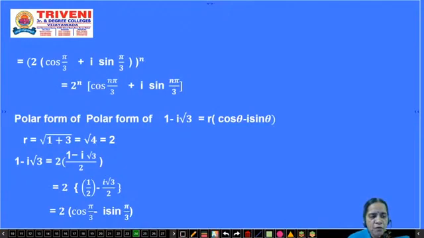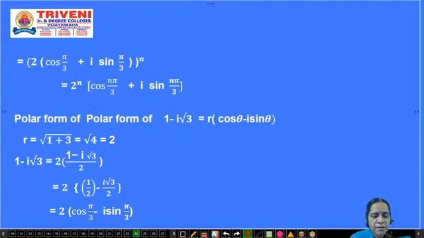Then applying whole power n, (1 plus i root 3) whole power n. Applying whole power n here, what do we get? 2 power n (cos n pi by 3 plus i sin n pi by 3). By De Moivre's theorem, we have to write the multiple of theta like this. Here also the multiple of theta: cos n pi by 3 plus i sin n pi by 3.